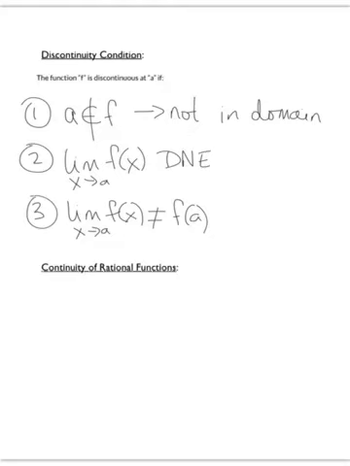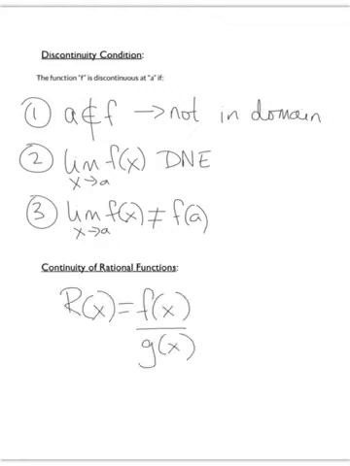A really common case of discontinuous functions are rational functions, and remember that a rational function can be written as r of x equals f of x over g of x. So it's two functions that are divided by each other, and we know that if the denominator g of x is equal to 0, then we have an asymptote. So it's going to be discontinuous where g of x equals 0.